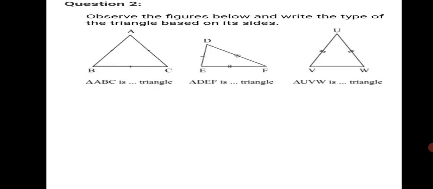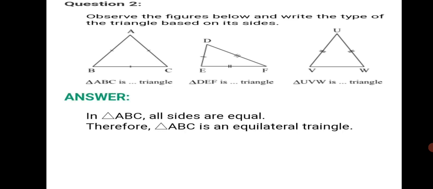Let's solve question 2. Observe the figures below and write the type of the triangle based on its sides. Now you have to observe the sides. First figure, triangle ABC. You can see all the three sides are marked equally with the same sign. That means it is an equilateral triangle. So let's write the answer. In triangle ABC, all sides are equal. Therefore, triangle ABC is an equilateral triangle.